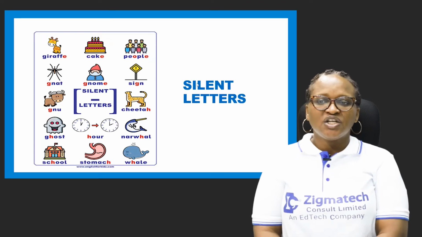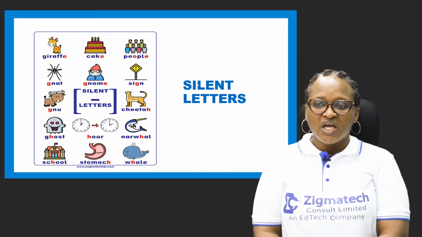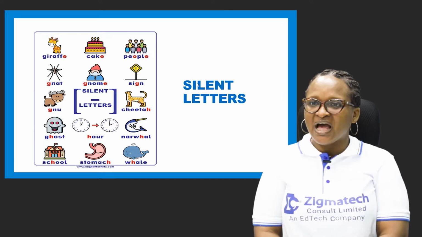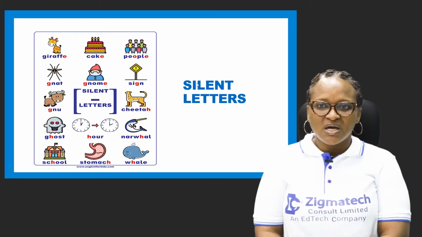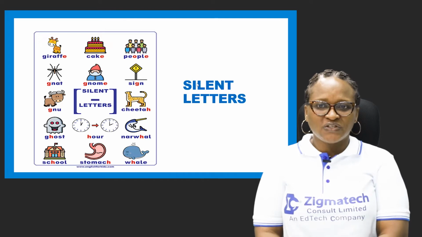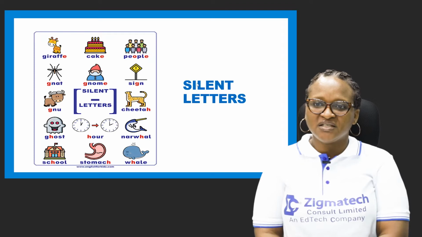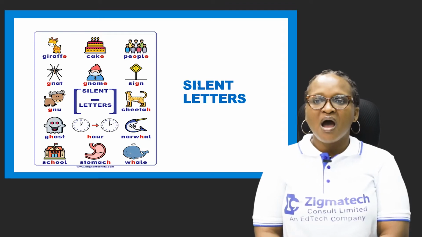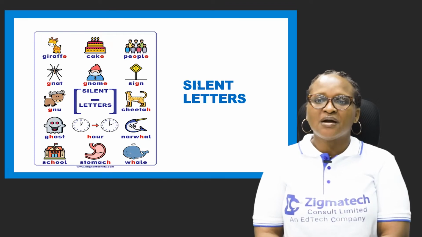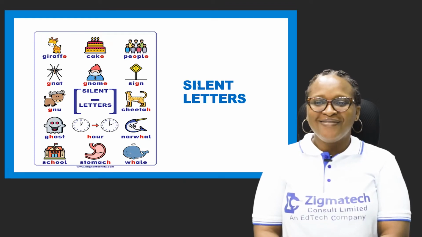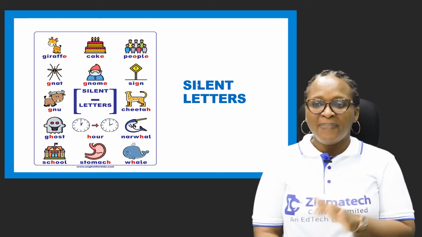We have cheetah. Cheetah ends with the letter H, but the H is not pronounced. Then we have ghosts. In ghosts, we have H at the point of spelling, but at the point of pronunciation, the letter H is silent. We have hour. I've been here an hour ago, not a hour ago. The H is silent. When we continue, we'll see other words that start with H, but they are silent.